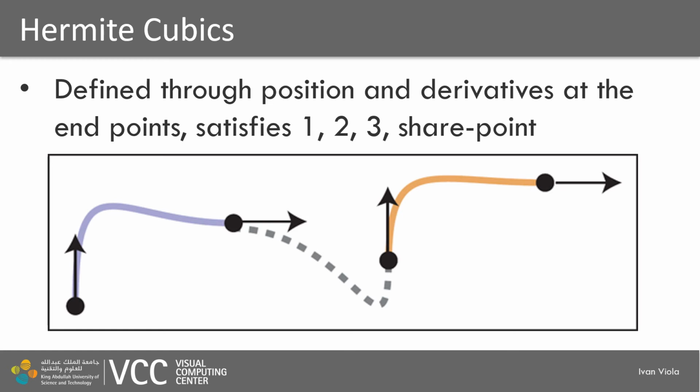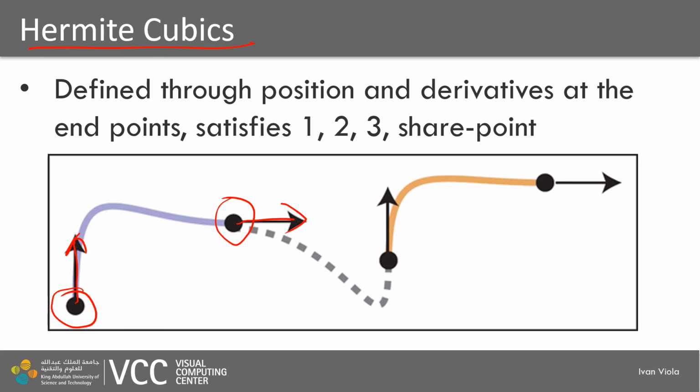The second type of cubics are the Hermite cubic functions. These ones are defined slightly differently. They are defined by the first endpoint, second endpoint, and the first order derivative at each endpoint. And this will fully define them through the constraint matrix.